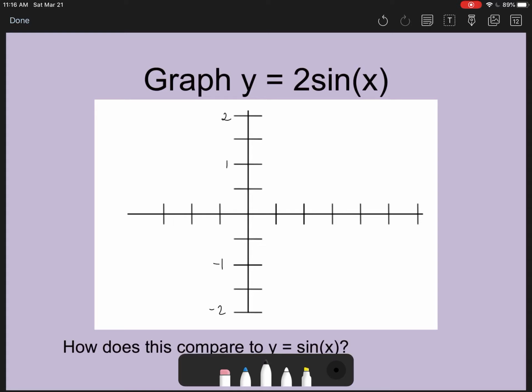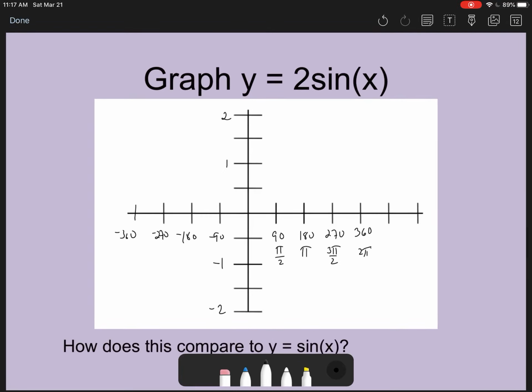Let's make this 90, 180, 270, 360, positive 90. Again, which is the same as pi over 2, pi, 3 pi over 2, 2 pi. And in the other direction we have negative 90, negative 180, negative 270, negative 360.